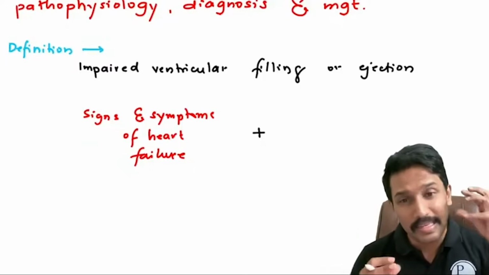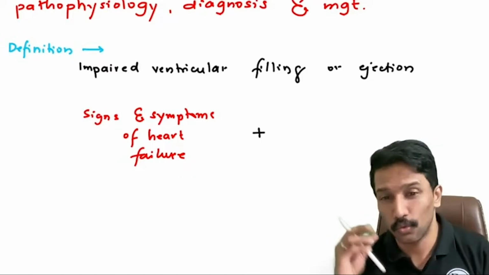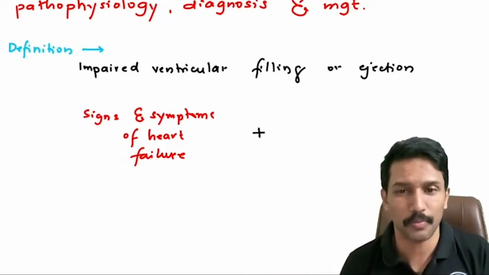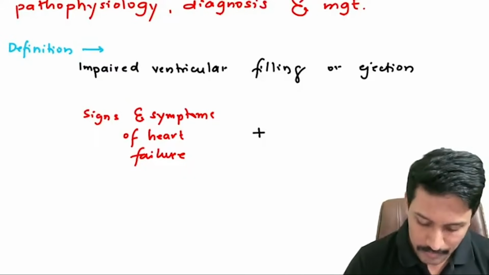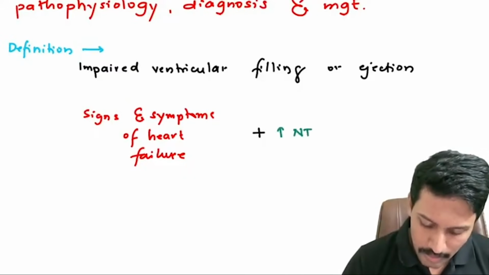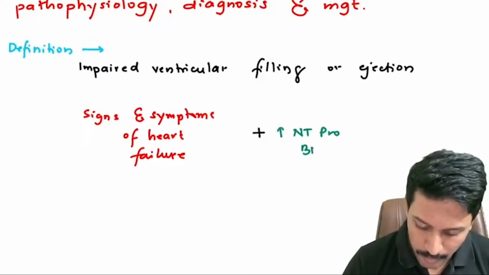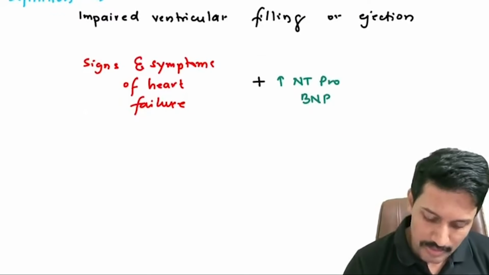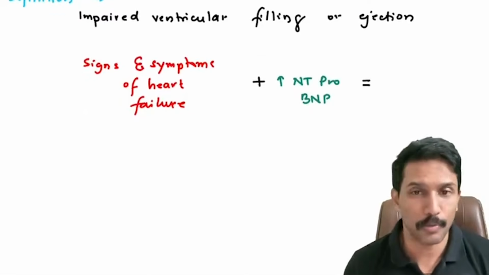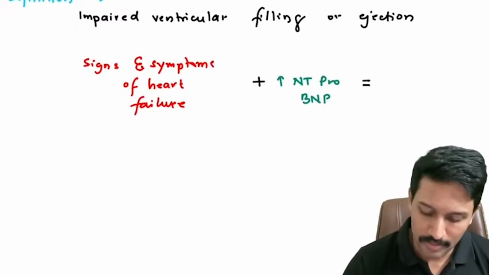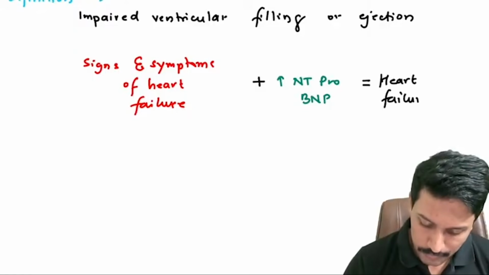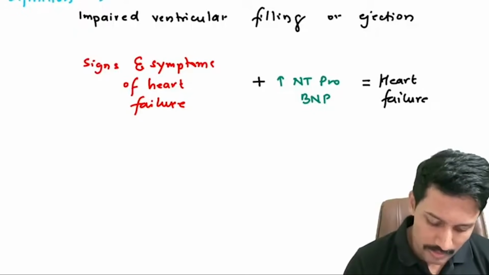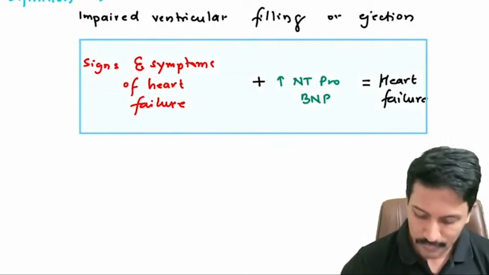So when I can link the patient's shortness of breath to the failure of the heart with the help of a biomarker, then you can say this person has heart failure. And that biomarker is N-terminal proBNP. So if there are signs and symptoms of heart failure with an elevated biomarker of heart failure, that is equal to heart failure. Then you have heart failure. This is a technical definition.